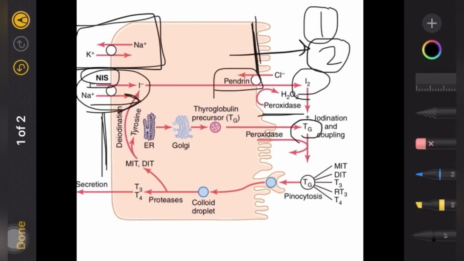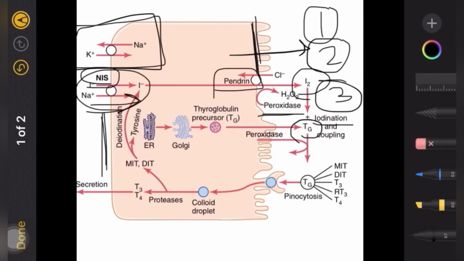Now the combination of this iodine plus the tyrosine amino acid is called the iodination process, which is the third step. Now this iodination gives rise to two main compounds: monoiodotyrosine, which is because of one iodine plus this whole compound, and diiodotyrosine, which consists of two iodines.